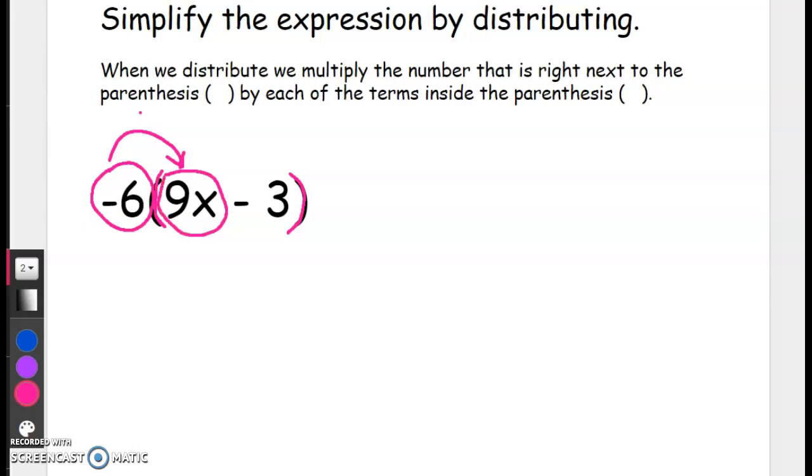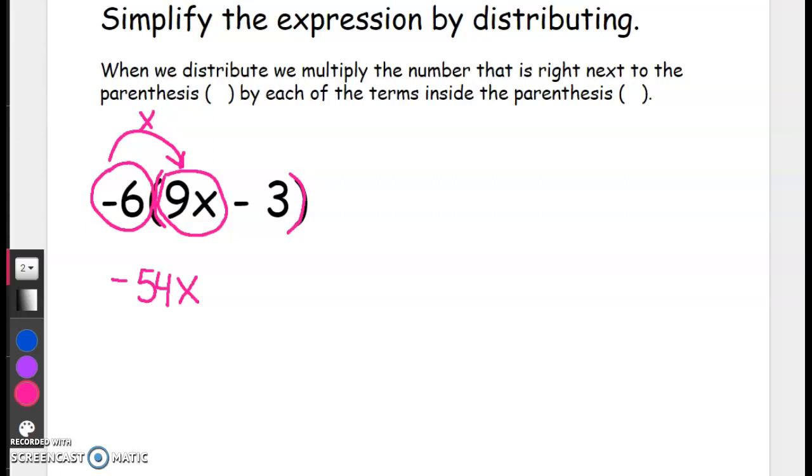So again, distributing is multiplication. If you need to, put that little x up there. When we do negative 6 times a positive 9x, we get a negative 54, and we have to remember that x. We can't lose our x. Okay, so that's the first part of our distributing.